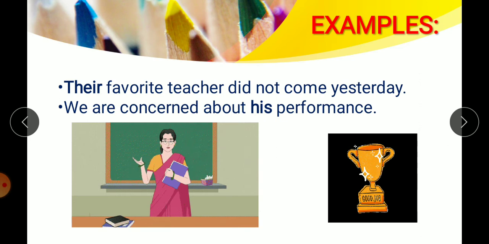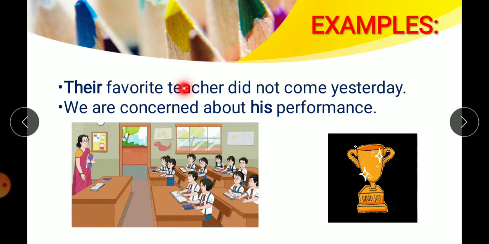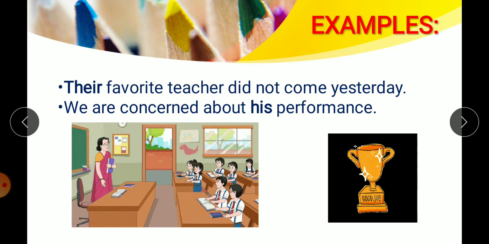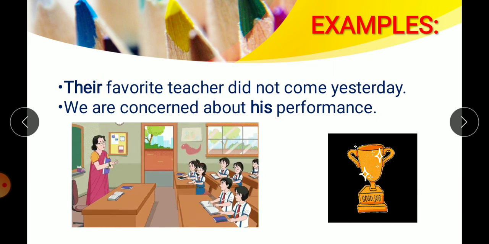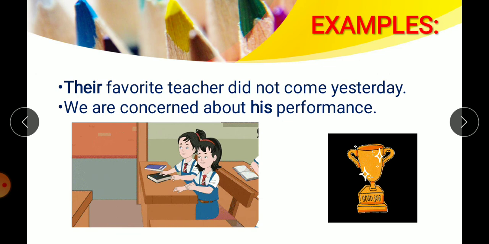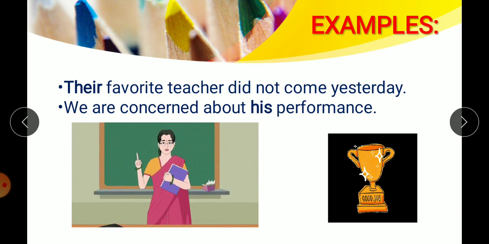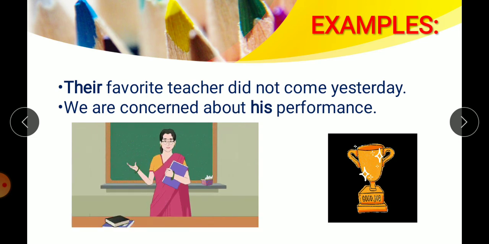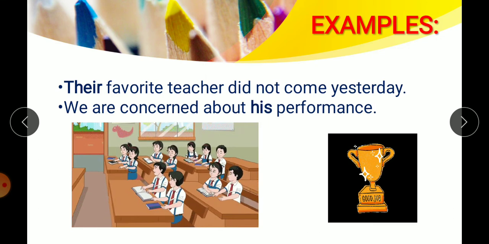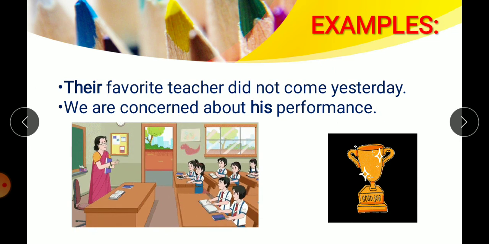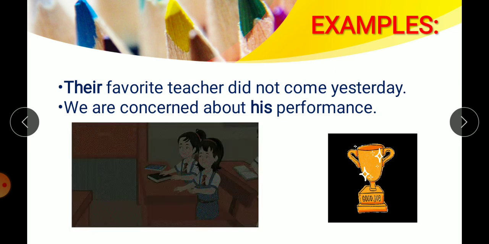Other examples. Their favorite teacher did not come yesterday. Whose favorite teacher? Their. So the word their is a possessive adjective. We are concerned about his performance. Whose performance? किसकी? His. So the word his is a possessive adjective. So words like his, her, their, our, my, its, they all are possessive adjectives because they show belongingness and they are followed by a noun.